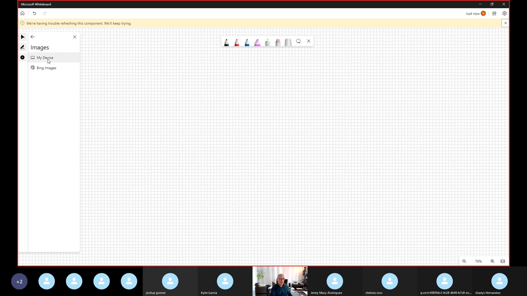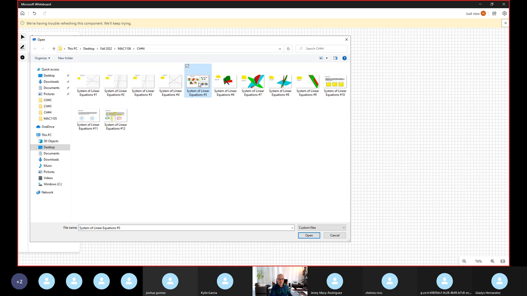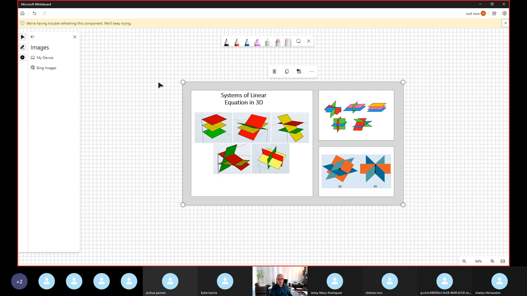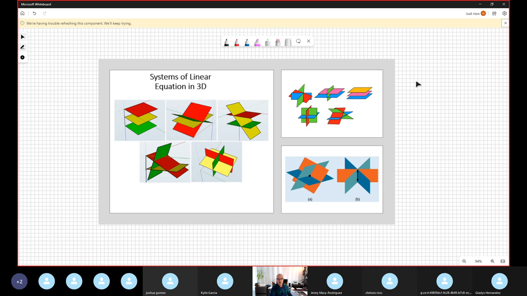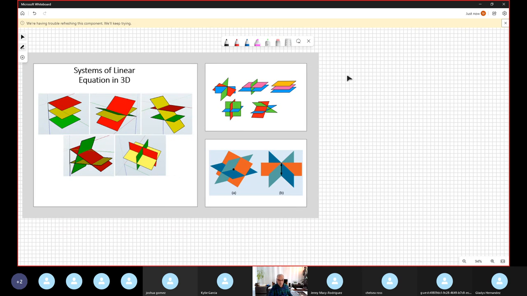Okay, let me try to illustrate this idea. For example, I bring for you these pictures. You see these pictures? Okay, for example, the classical system that we solve in a few minutes, a few seconds. Suppose, let me copy one equation. Suppose x minus 3y plus 3z equal negative 4. Suppose this equation.